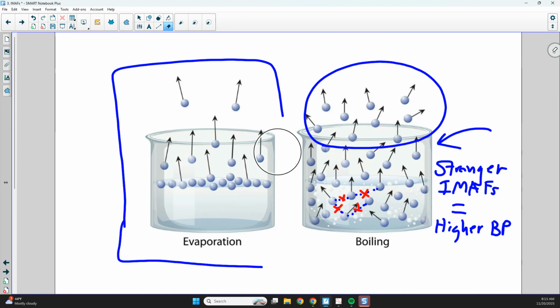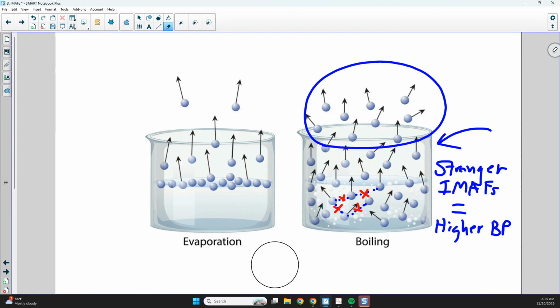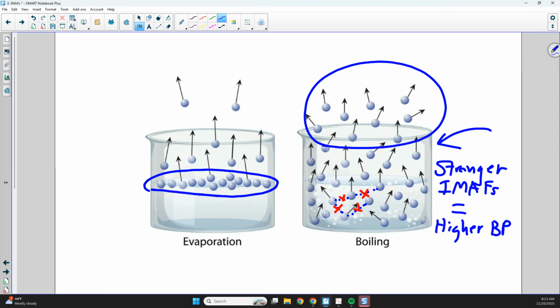Very similar with evaporation. First of all, what is evaporation? It's similar to boiling, except that it only, as you can see in the diagram here, occurs at the surface of the liquid. This happens at a lower temperature. Room temperature is enough to make evaporation happen.